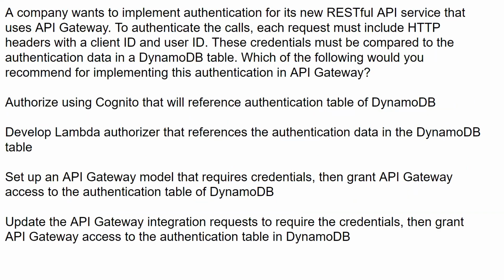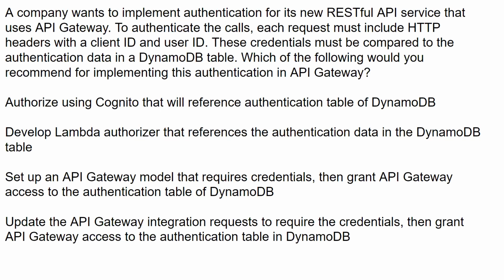A company wants to implement authentication for its new RESTful API service that uses API Gateway. To authenticate the calls, each request must include HTTP headers for the client ID and user ID. These credentials must be compared to the authentication data in a DynamoDB table. Which of the following would you recommend for implementing this authentication in the gateway?